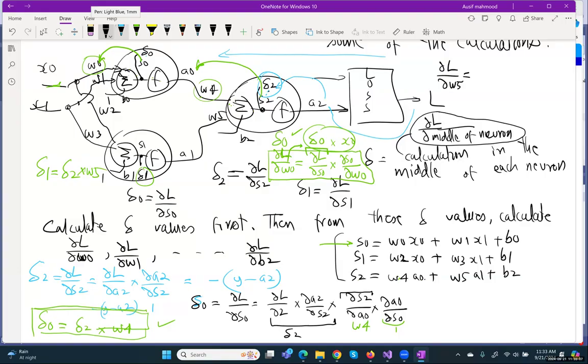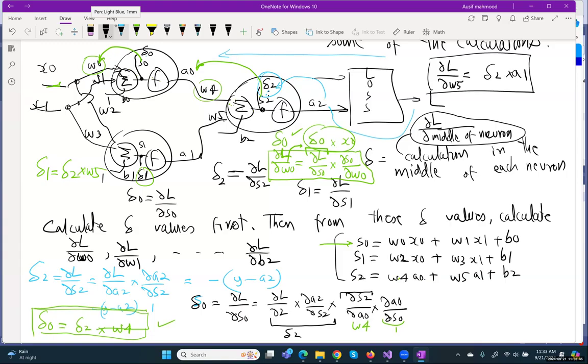Okay, in terms of deltas. So W5, obviously, what comes very close to W5? Delta 2. So it has to be something multiplied by delta 2. Can you guess what that is? A1. Yes, because if you take a look from delta 2, A1 is feeding to W5. So this will be simply A1. And you can confirm it, okay?